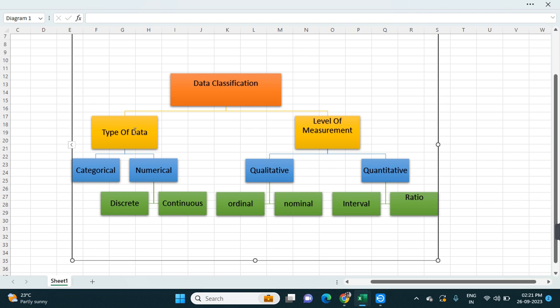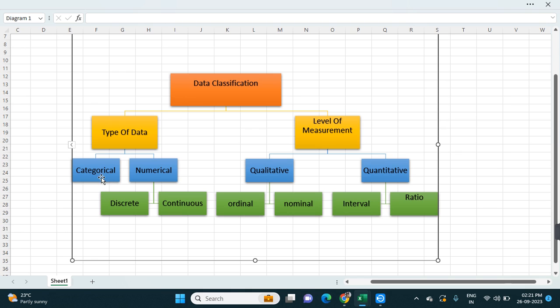Based on the type of data, the data is classified. Type of data means there are two types: one is categorical data and another one is numerical data. Categorical data is data that is not in the form of numbers, that cannot be represented in the form of numbers, and we can't do calculations like average or sum on categorical data.